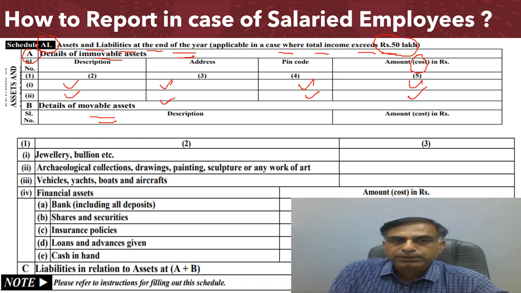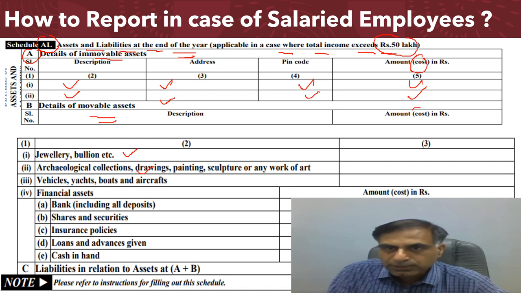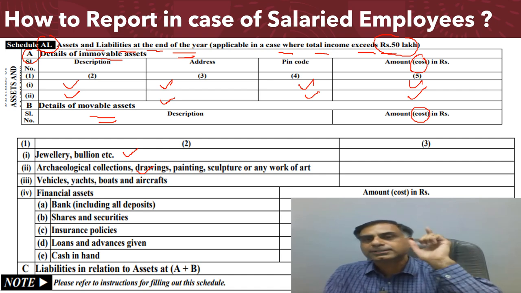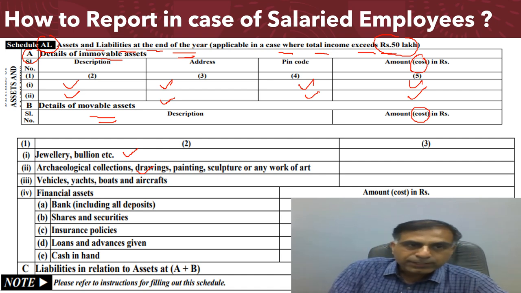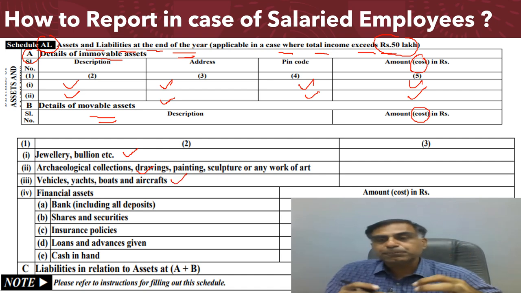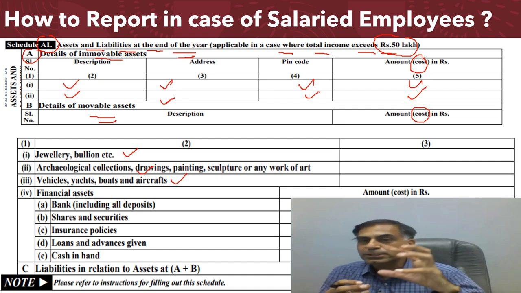Then comes the turn of movable property. In movable property, you are supposed to declare the jewelry, bullion, archaeological collection, drawing, painting, sculptures, work of art, and what you are supposed to report for them? Amount of cost in rupees. Vehicle, yacht, boat, aircraft: the depreciated value is irrelevant. What was the cost of acquisition?